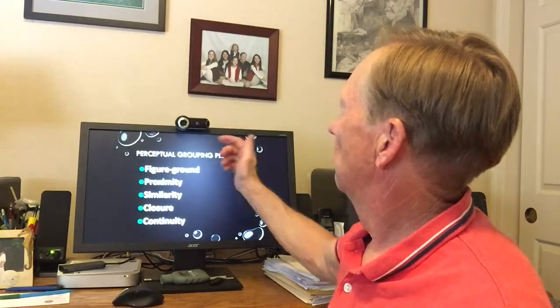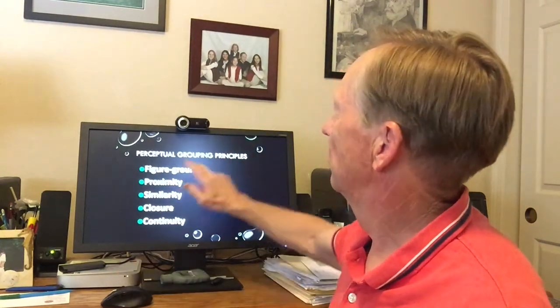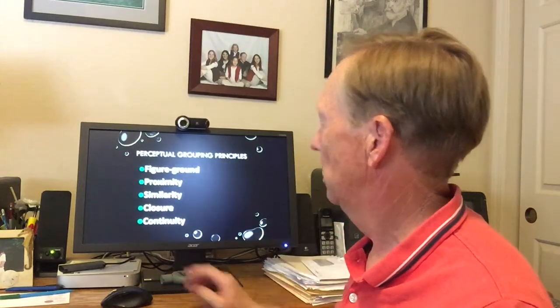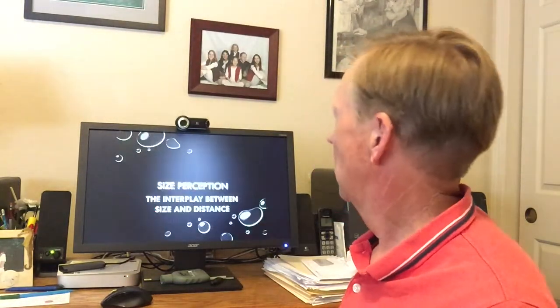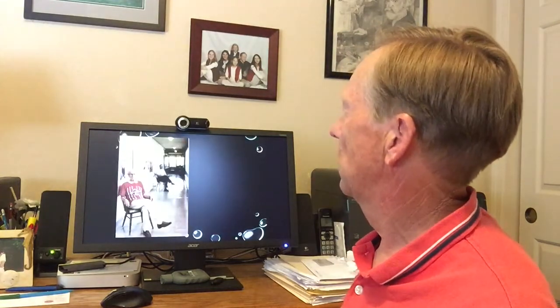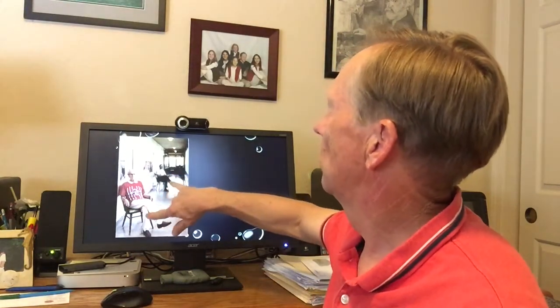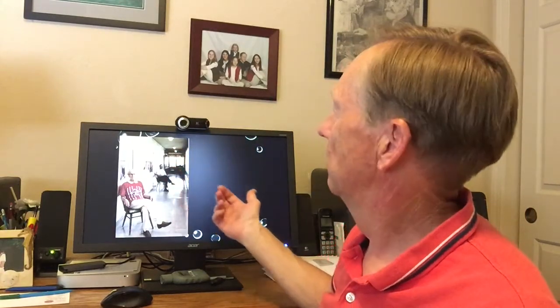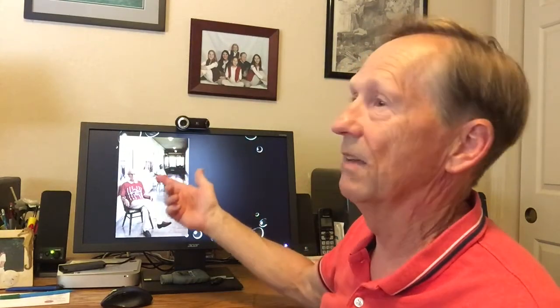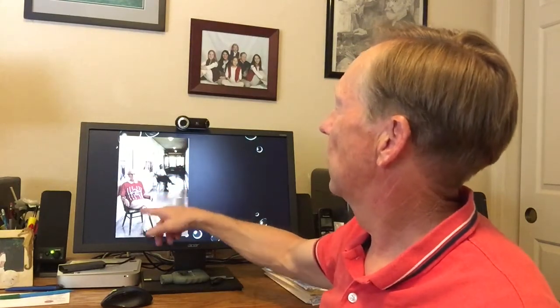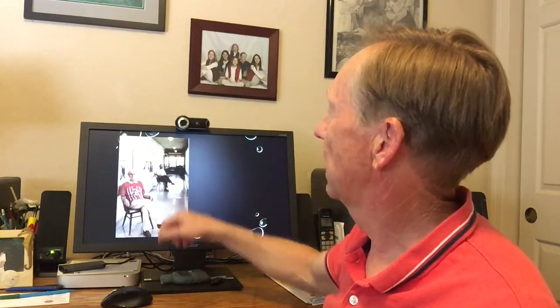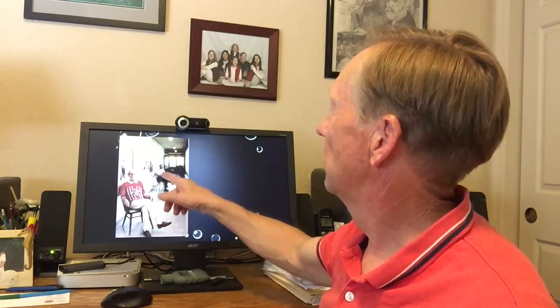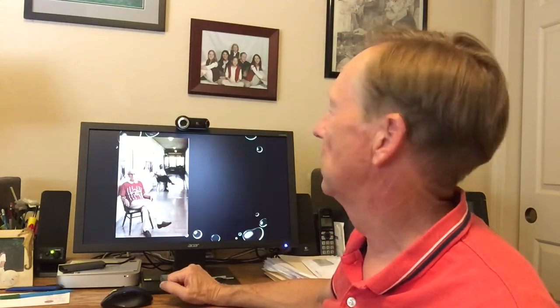So, basic perceptual grouping principles that we've covered are figure ground, proximity, similarity, closure, and continuity, or good continuation. Now, I want to have you focus on something else here, the interplay between size and distance. Now, if you look at these two men here in this hallway, do you see anything funny here? Well, first of all, I'm not having you dig deep and try to find something that's not there. I think there's not really anything funny here. It's just two men sitting in likely the same type of chair, and they're roughly the same size. This man might be a little taller than that one, but probably not a whole lot of difference in size and height.